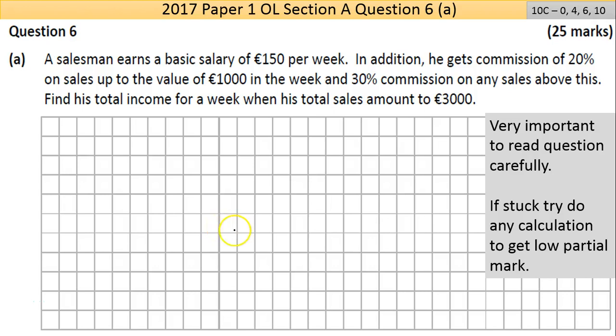Hi, and welcome to question 6, the 2017 paper, paper 1. So part A here is a 10C question, a low partial of 4, high partial of 6, and then full marks 10. So let's read the question.